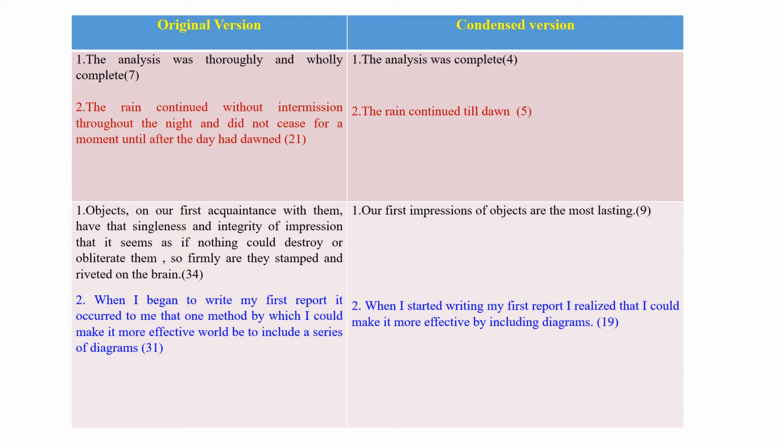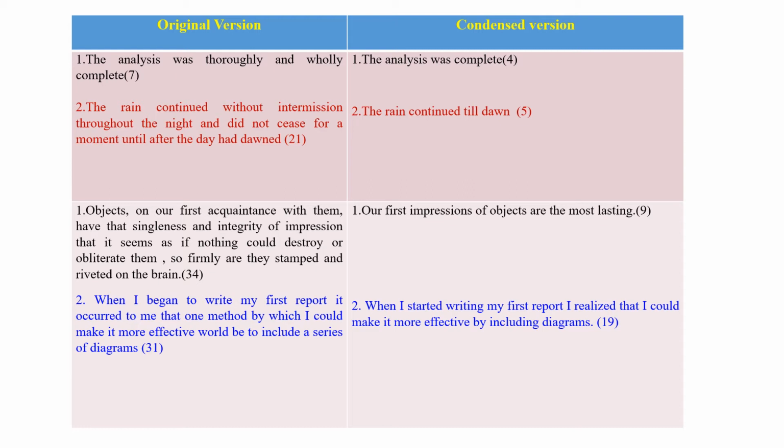We can have the second example. The rain continued without intermission throughout the night and didn't cease for a moment until after the day had dawned. Now this particular sentence has 21 words. Now how can we condense this sentence? How can we make this particular sentence concise? The rain continued till dawn. Now in this particular one we are merely making use of 5 words.